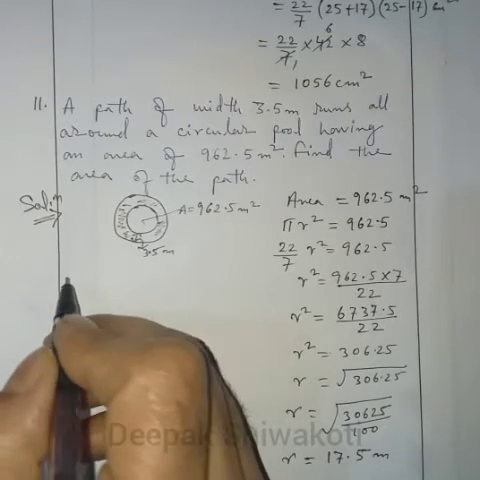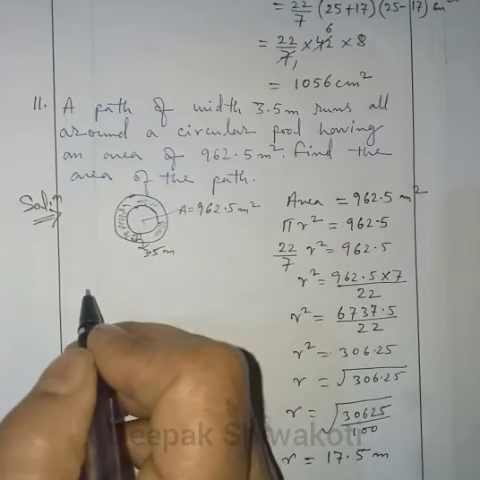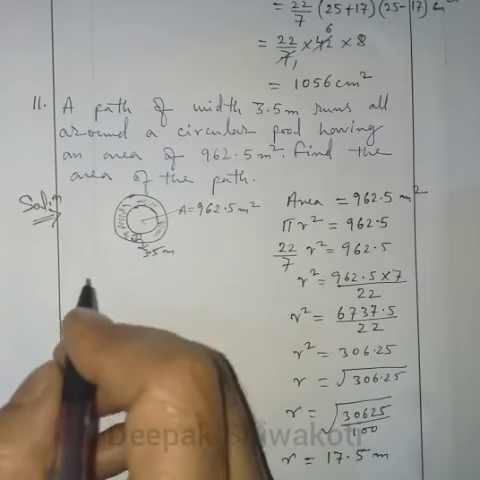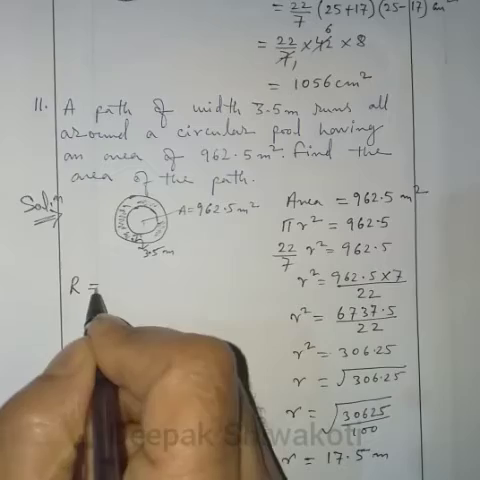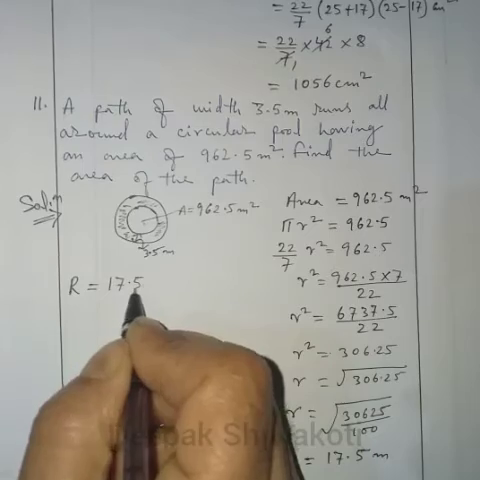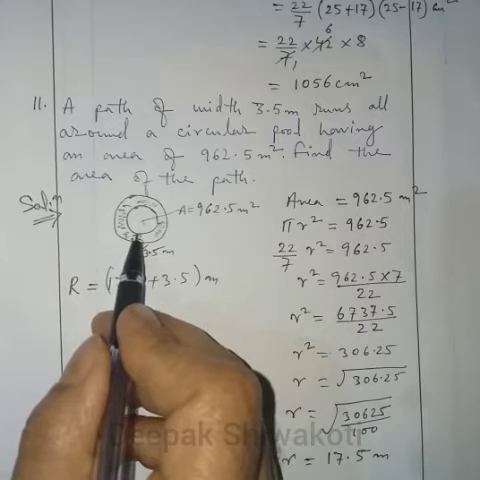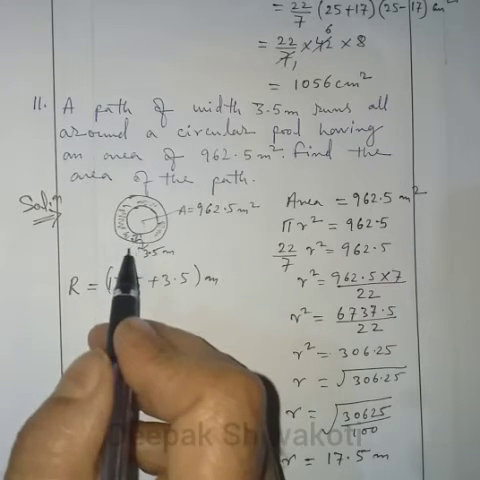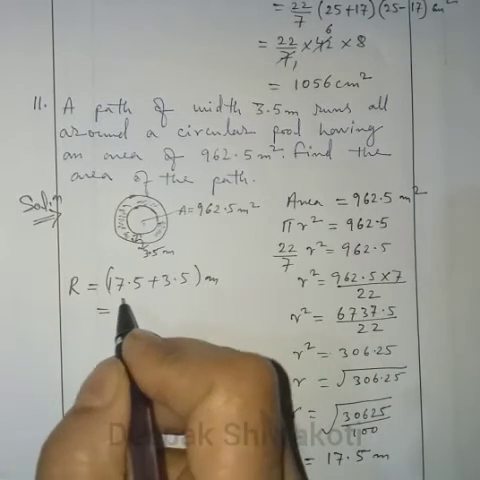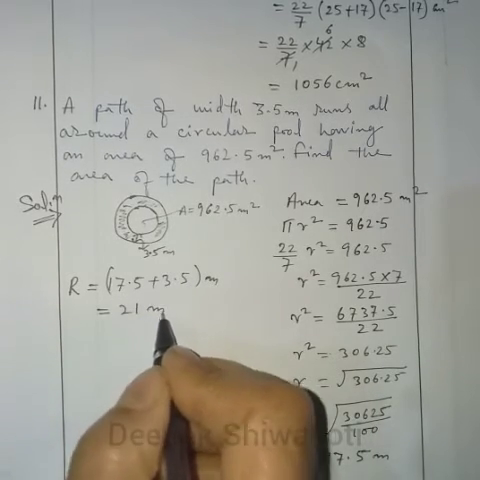So capital R will be the radius of this path and the circular pool together. Capital R is 17.5 plus 3.5 meter. From here to here is 3.5, from here to here is 17.5, so together it is how much? 21 meter.